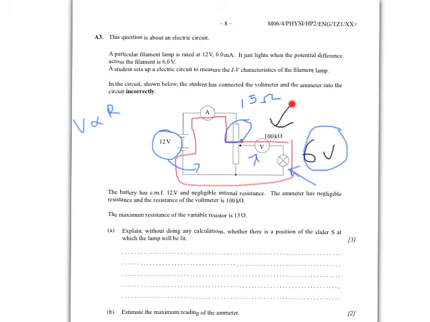Now this one is not just bigger, but it is massively bigger. So most of the 12 volts would go to the 100 kilo ohm resistor, and you would get very little voltage across the light bulb and very little voltage across this resistor. So where it says explain without doing calculations whether there is a position of the slider at which the lamp will be lit, the answer is no. Because even if the slider is providing a huge 15 ohm resistance, it is nothing compared to the resistance of this section.